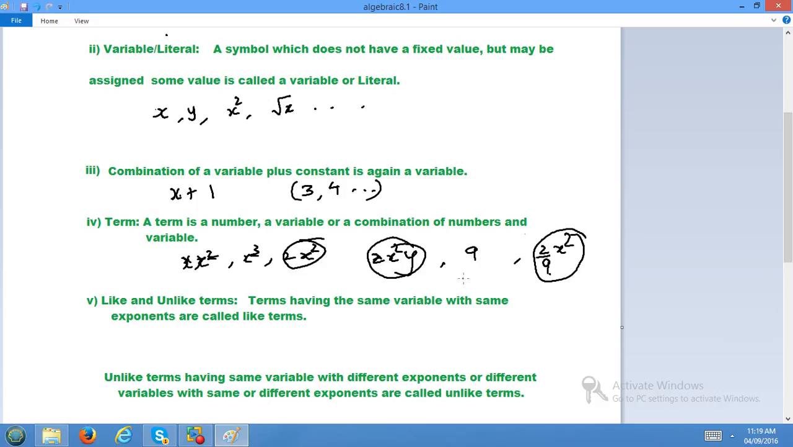While doing problems, we'll give more examples so that you'll be familiar with these terms.